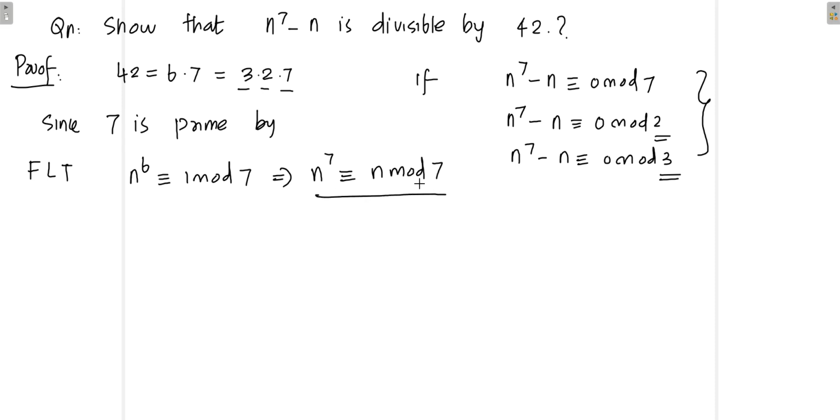നമ്മൾ അല്ലെങ്കിൽ കൊറോളറി പറഞ്ഞാണ് p ഏതൊരു പ്രൈം നമ്പർ ആണെങ്കിലും n raised to, we have used the corollary. Corollary states that a raised to p congruent to a mod p for any prime p. Using that, without using Fermat's last theorem, ഇവിടെ എക്ക് പകരം n യൂസ് ചെയ്യുക. 7 ഉള്ളത് പ്രൈം ആണ്. സോ n raised to 7 congruent to n mod 7 എന്ന് എഴുതാൻ സാധിക്കും. So this is equation number 1.